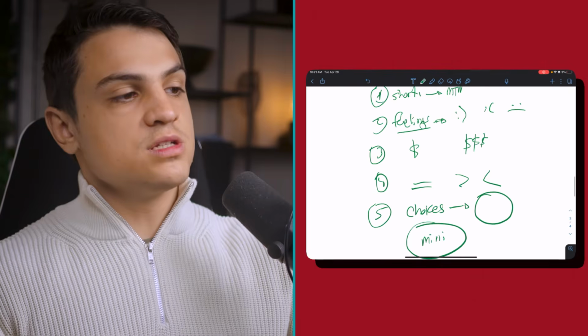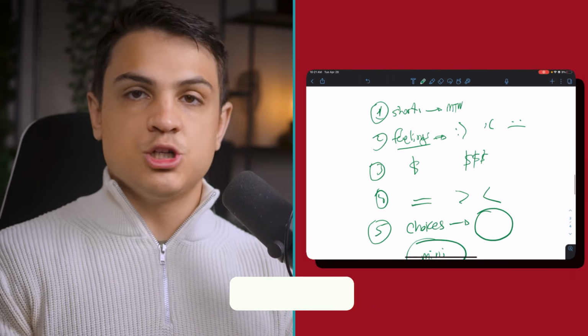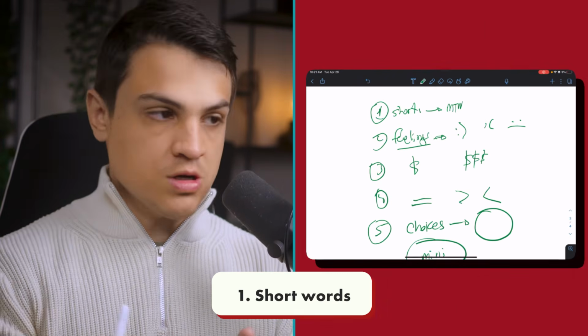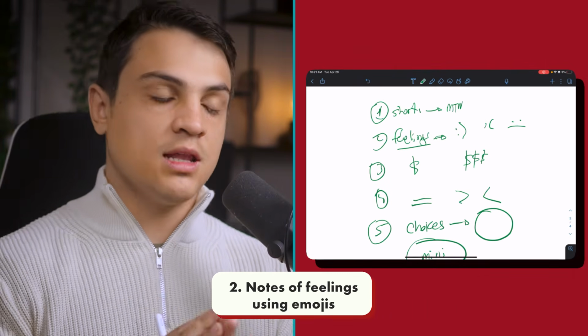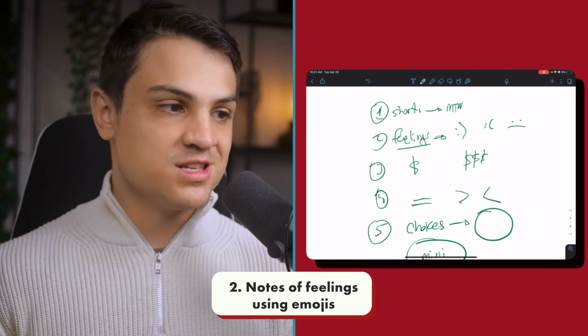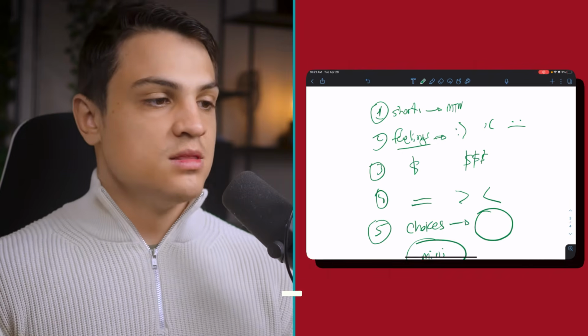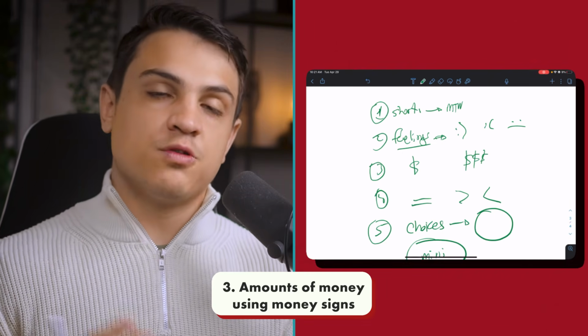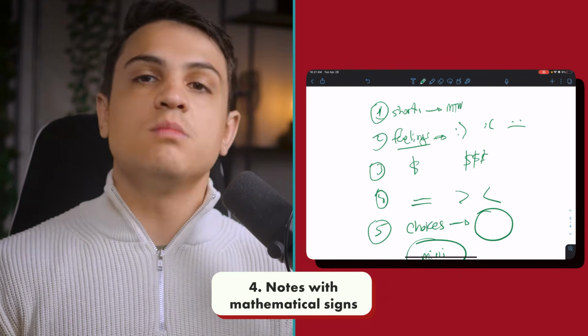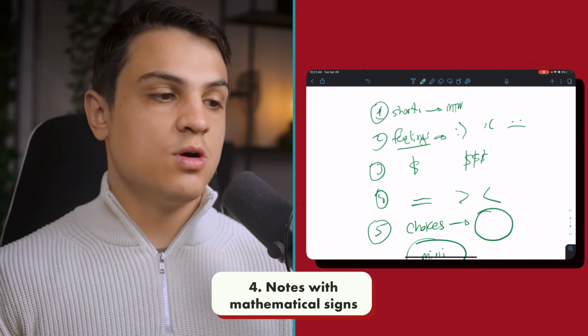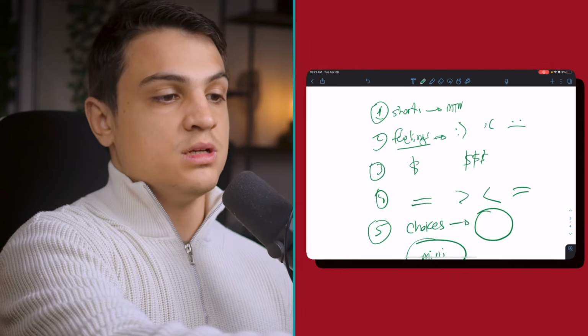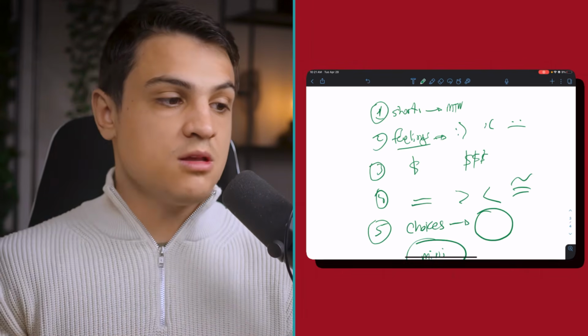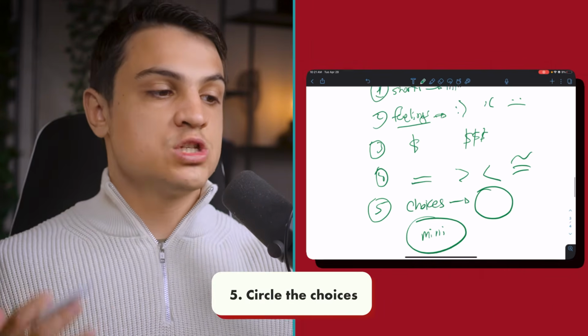So these are the 5 things I do to take notes. Number 1, very short words. I shorten the words. Number 2, I take notes of feelings and I like to use emoji words for this, right? Happy, sad, or normal face. Number 3, money signs for money, amounts of money. 4, mathematical signs such as equal, larger, smaller. You can also use the mathematical sign for approximately. And for choices, I always circle the choice.